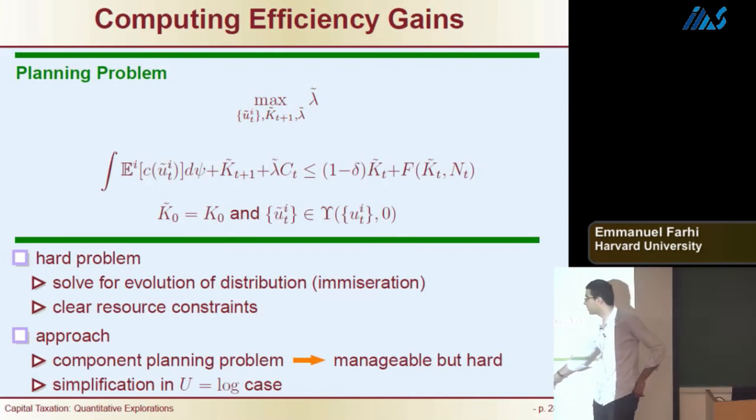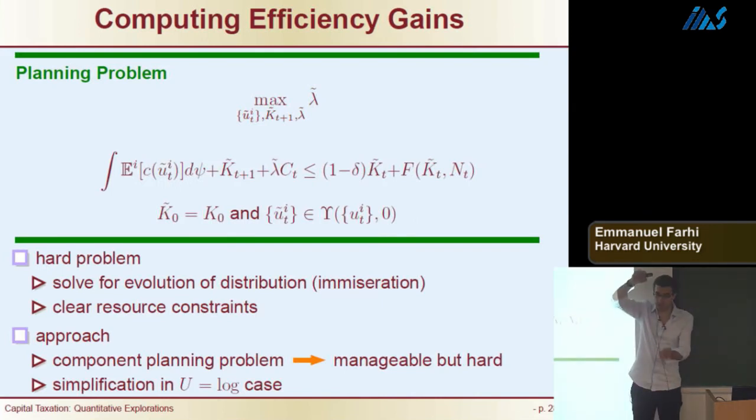What's immiseration? Not only do you have the optimal distribution, and not only does it evolve over time, but it evolves in a particular way that it becomes degenerate. This result is called immiseration. Basically, all the resources of the economy become concentrated in the hands of a vanishing fraction of the population, and everybody else is converging to zero consumption. It's a feature of the optimum here.